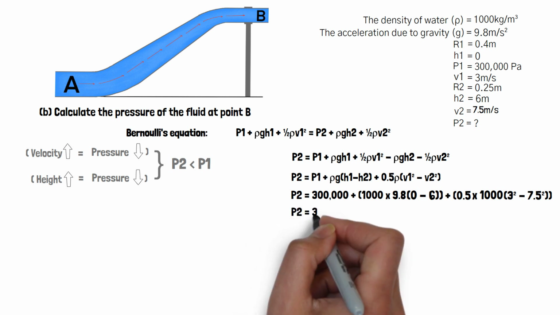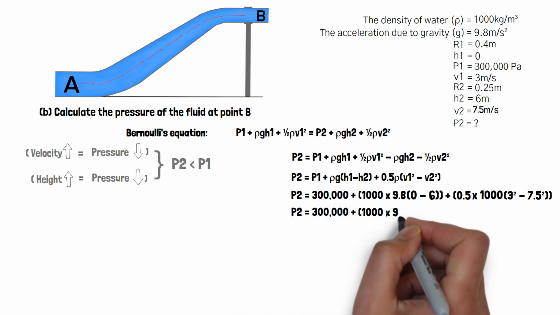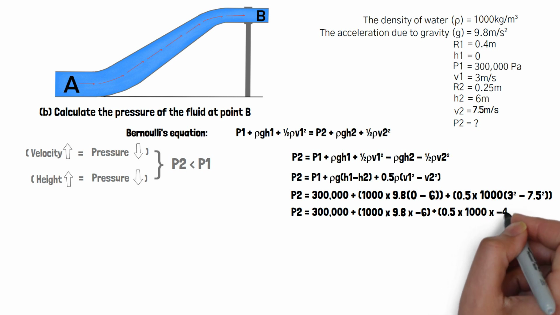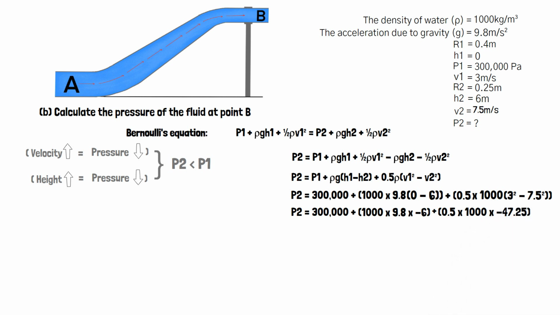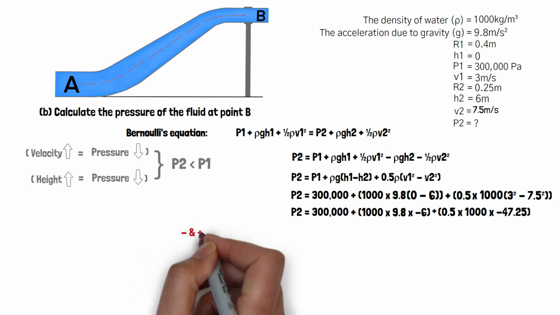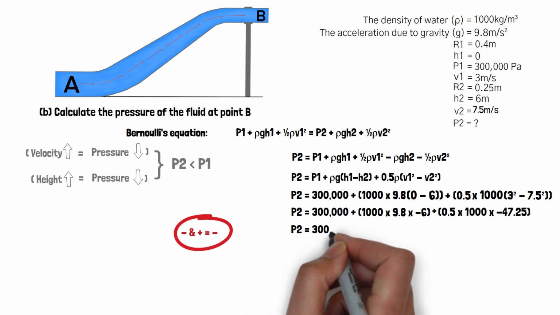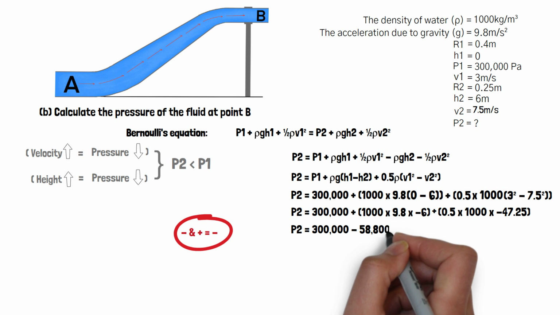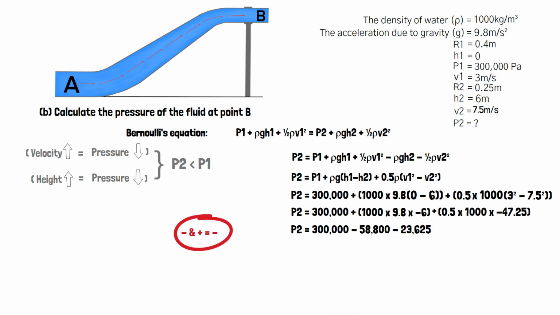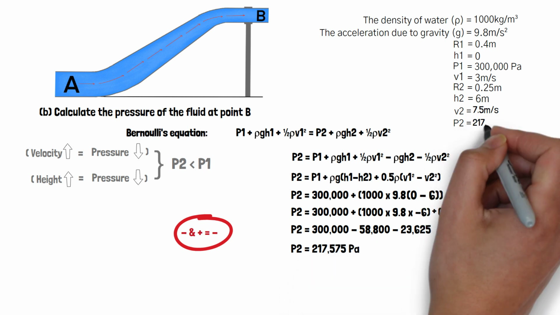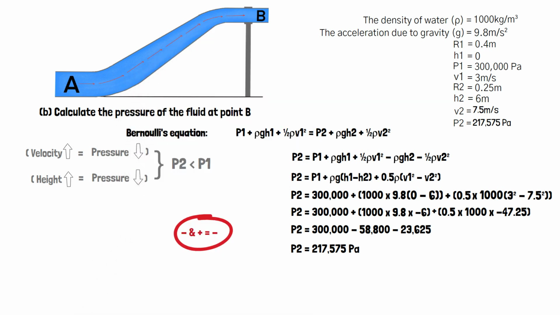Multiplying out our brackets gives us 300,000 plus 1000 times 9.8 times minus 6 plus 0.5 times 1000 times minus 47.25. We need to be careful here and remember that a negative value and a positive value gives us a negative value. And so, this equation becomes P2 equals 300,000 minus 58,800 minus 23,625, which equals 217,575 pascals. As there has been an increase in velocity and height, and our value for P2 is lower than our value for P1, we know that our answer is consistent with the expected answer.